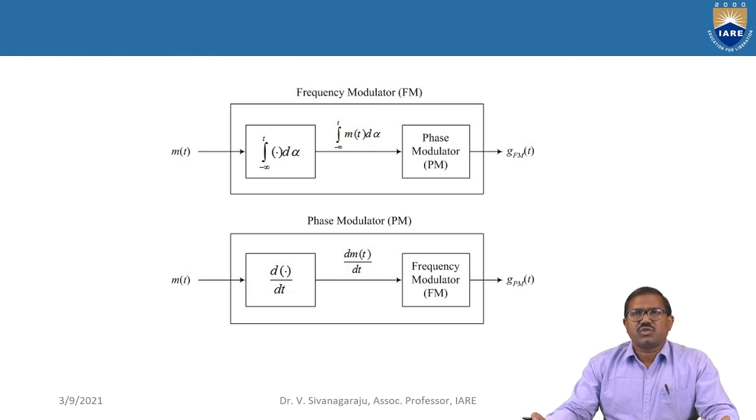Here are given the block diagrams of the frequency modulator and phase modulator. In the above one, the first is the frequency modulator. In the frequency modulator, the first block is an integrator. The message signal is given, and the output of the integrator is the integral of the message signal, which is then applied to the phase modulator to generate the frequency modulated signal. Whereas in the phase modulator, we differentiate the message signal. The output of the differentiator is the derivative of the message signal, which is applied to the frequency modulator, and the output of the FM is the phase modulated signal. So this is the relation between frequency modulation and phase modulation.